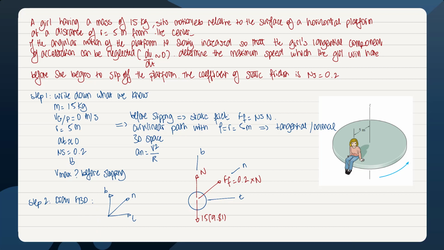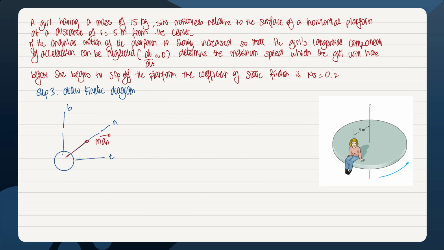Now that we have labeled all the different forces acting on the body, we can draw the kinetic diagram in step 3. Since we know that at is equal to 0, we only have a single component of acceleration, the normal acceleration. We sketch that m an, always directed inward towards the center of rotation. Now that we have the two diagrams, we have understood the different forces acting and the different accelerations we expect, so we can write down the equations of motion.